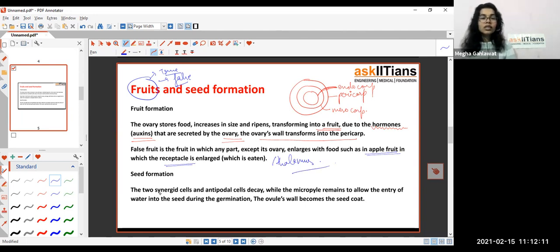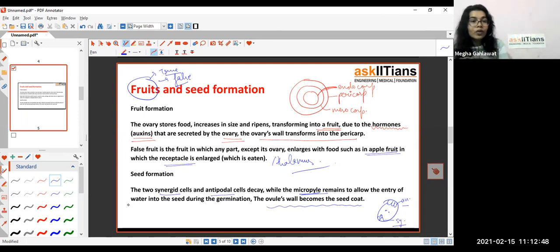In seed formation, the synergid cells and antipodal cells decay or degenerate. Remember when I was telling you about the structure of the ovule, how it will have three antipodal cells, two synergid cells, one egg cell present right here, and the two polar nuclei present right here. So the antipodal and synergid cells are going to degenerate, and the micropyle just remains. And then the ovule wall becomes the seed coat, which is very important for the protection of the embryo, or the zygote which is formed. I hope that is clear to all of you.